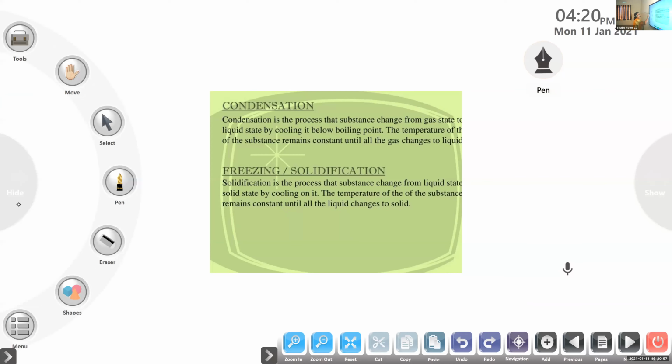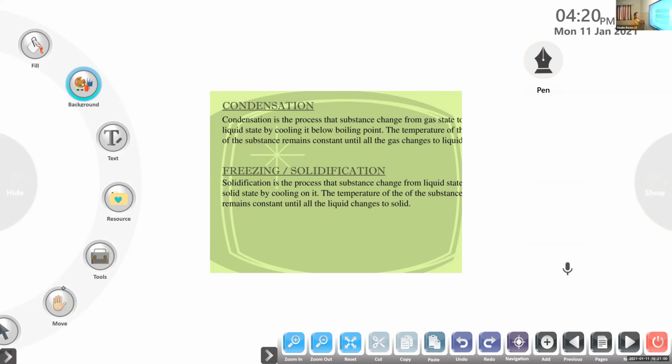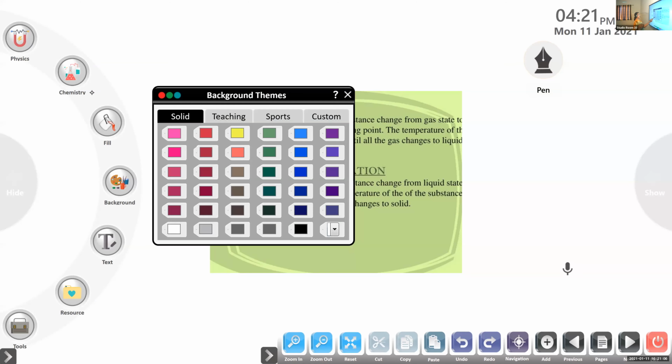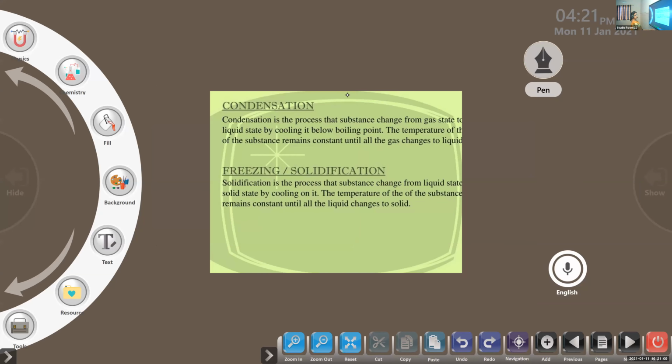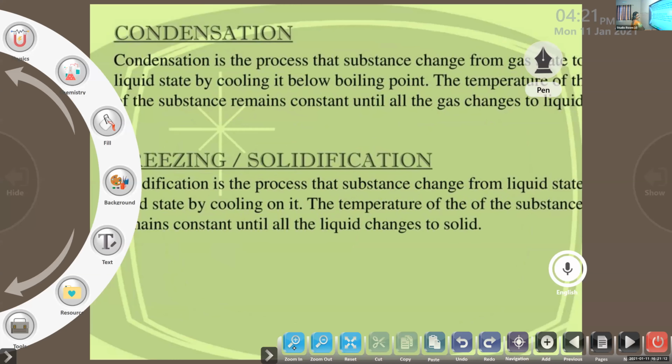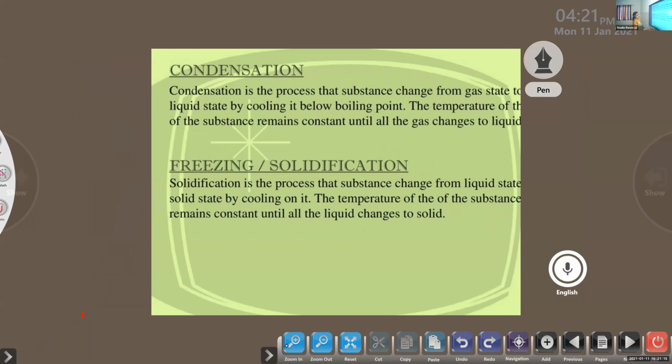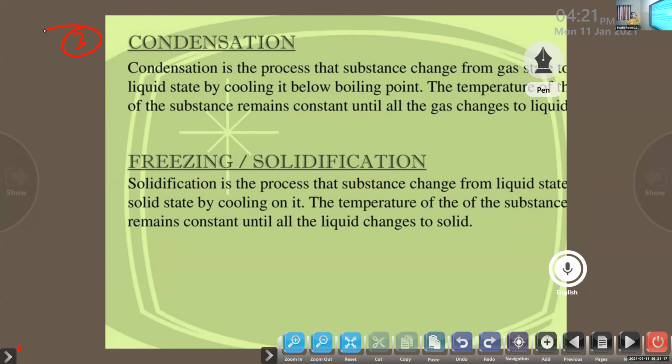And the third change of state is condensation. Next we will go to freezing. The third process, condensation, is the process where a substance changes from gas to liquid state by cooling. At this point, you know heat is released. Heat energy is being released in the condensation process. Then only it starts cooling.